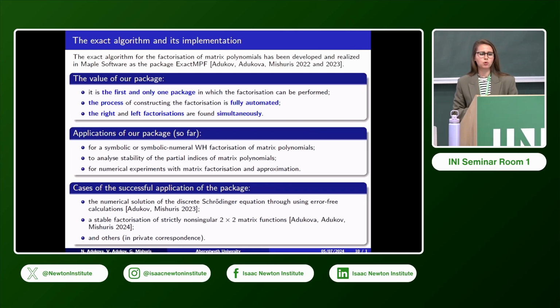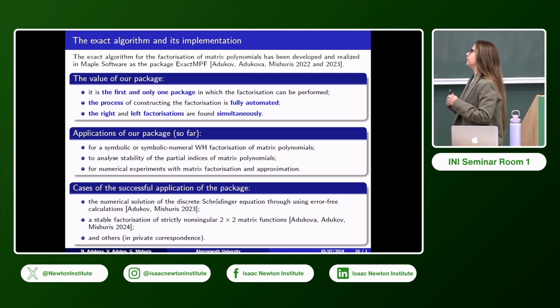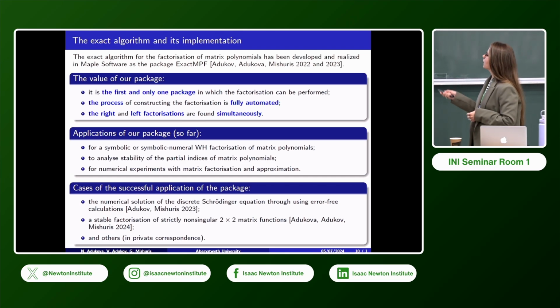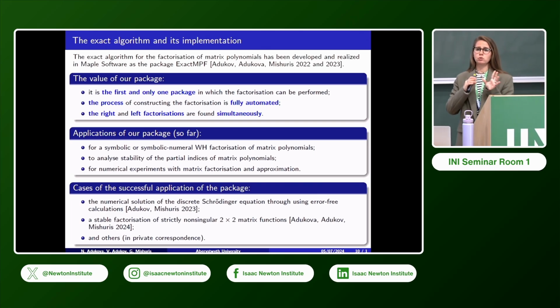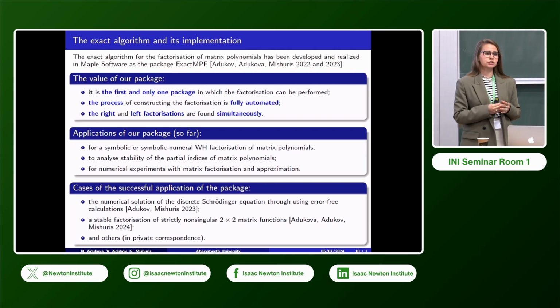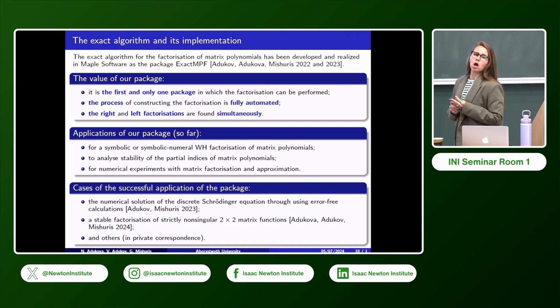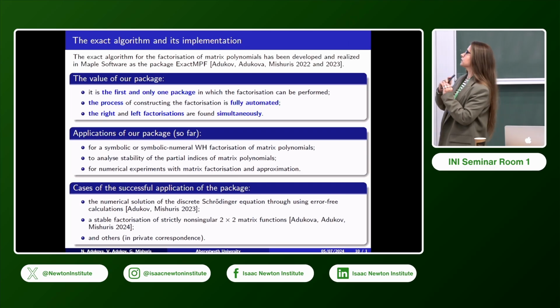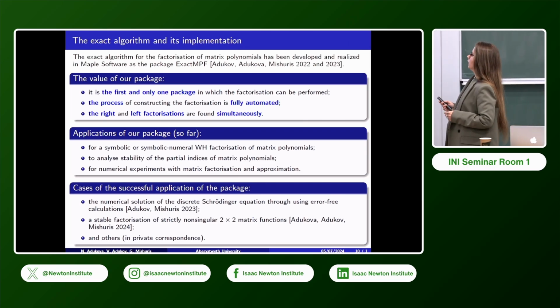As a result of our project, we have developed the exact algorithm for the factorization of matrix polynomials and realized it in Maple software as the package ExactMPF. Today I won't tell you any details about coding and the steps because it's quite difficult and will take a lot of time. But at the end of my talk, I will provide some links to our articles where everything is explained in real detail.